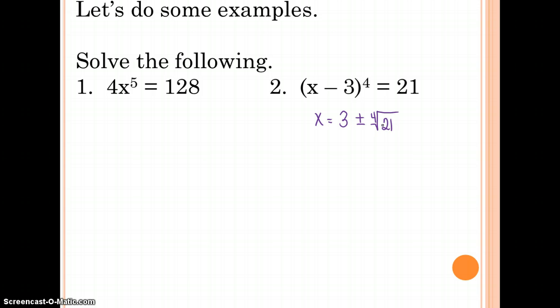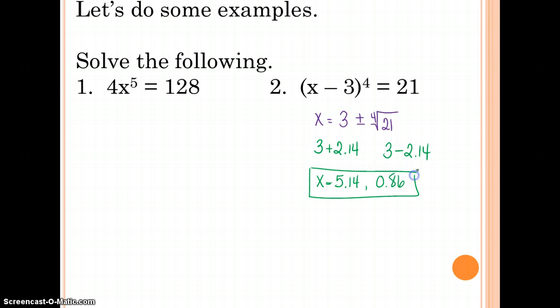Now, when we did the 4th root of 21, we got 2.14. So if I were wanting to evaluate this, not in radical form, but as a decimal, remember that this represents two separate things. This is 3 plus 2.14, or it's 3 minus 2.14. So our two solutions would be x equals 5.14 or x equals 0.86. Those would be the two possibilities that we would get.